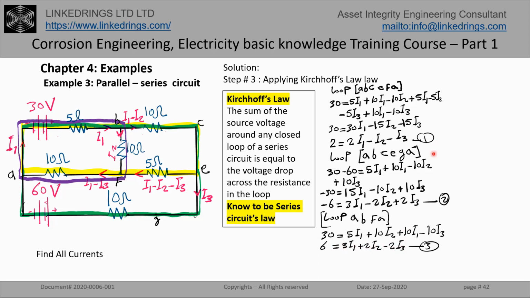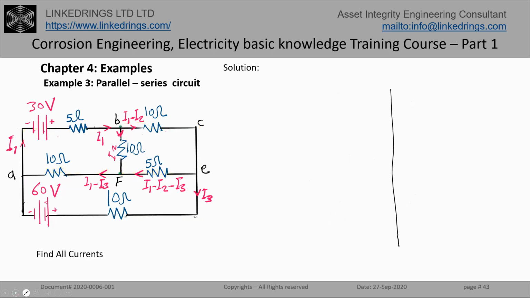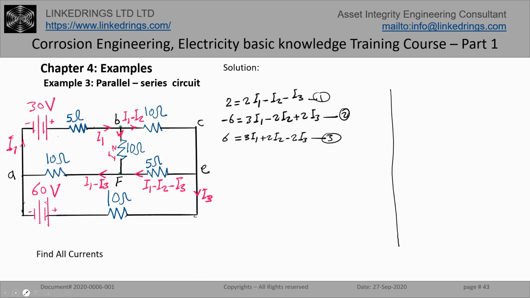Now I have 3 equations with 3 unknowns. Just a matter of solving the 3 equations for 3 unknowns. Then we know already the current passing each resistance. So I am going to write the 3 equations in this new page. These are the same 3 equations, no change.